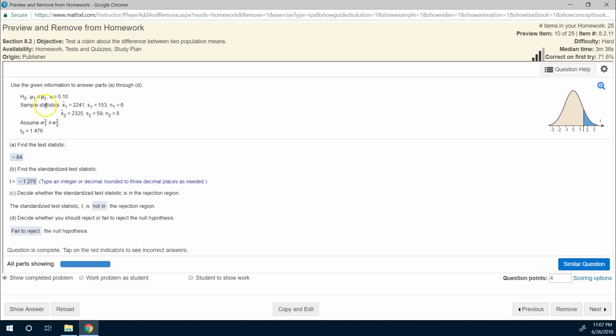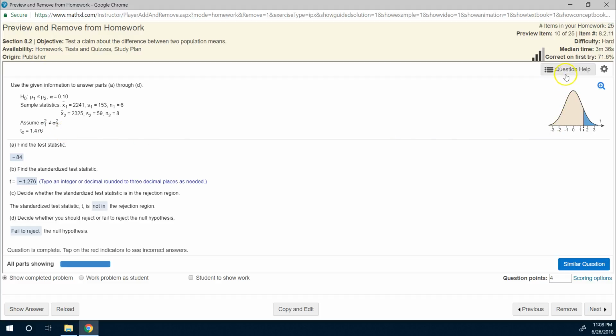And so let's see what else we have. We have the sample statistics. So we don't have raw data. We have the sample statistics, the sample mean, sample standard deviation, and sample size for the two different samples. And we're also assuming that the two population variances are not equal to each other. That's what it says right here, not equal. So that tells us that we're not doing a pooled. We've seen this before. We're not doing pooled.